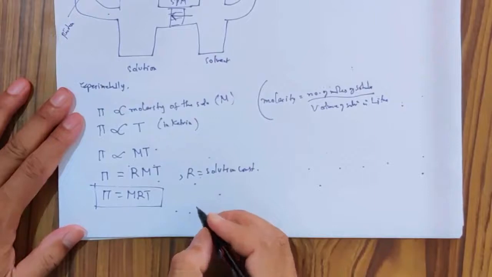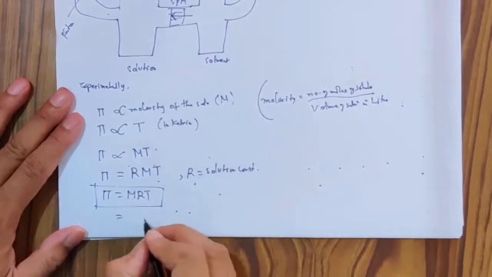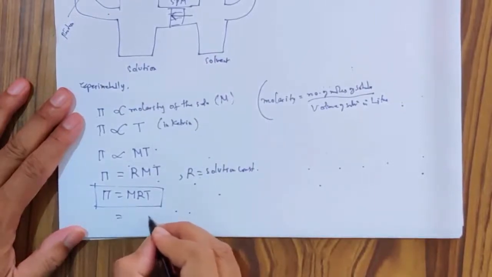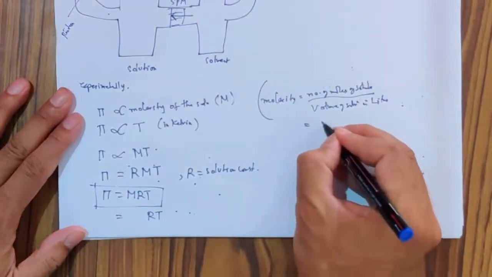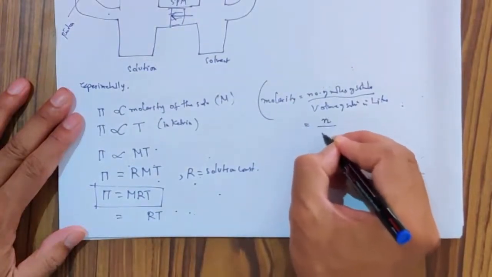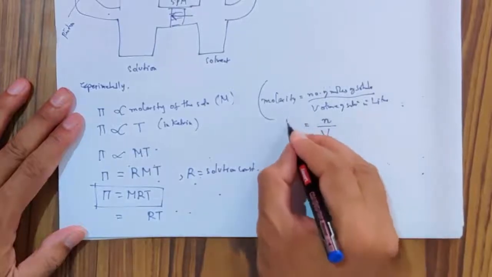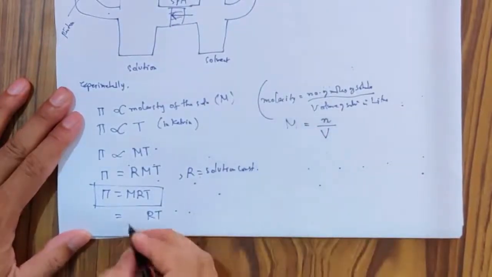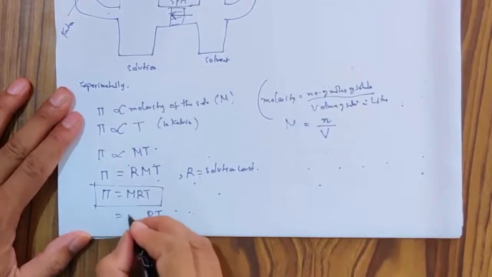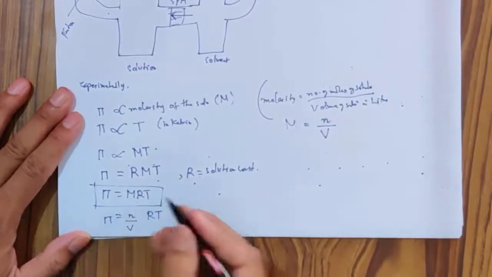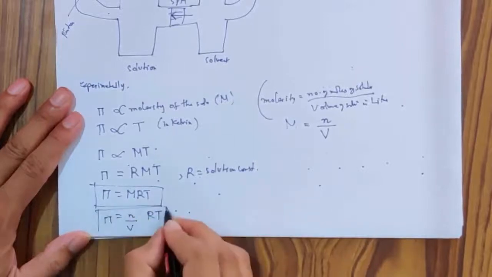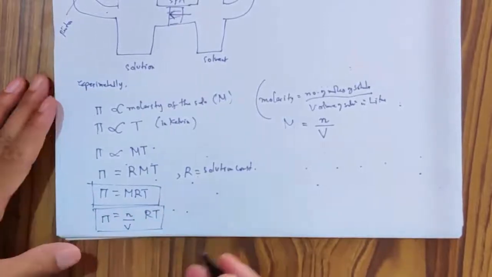R is solution constant. What is molarity? Number of moles of solute, small n, over volume of the solution. So in place of capital M, you can put n by V, right? So pi is equal to this one. So the final equation for osmotic pressure is this.